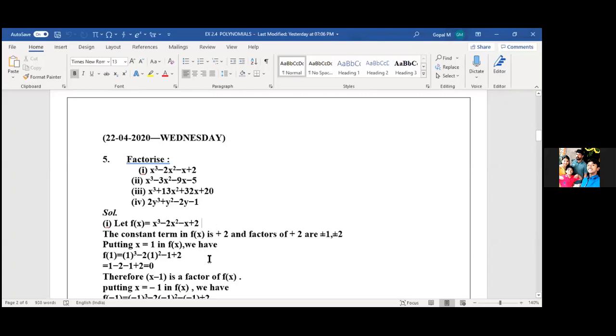See whether you are getting 0; then that is one factor. Then you apply minus 1. If you are getting 0, that is x equals minus 1, meaning x plus 1 is another factor. Am I clear, children? Out of 4, you'll get 3 factors; for 1 you are not getting 0. Am I clear, children? Yes, ma'am. Any doubt? No, ma'am.